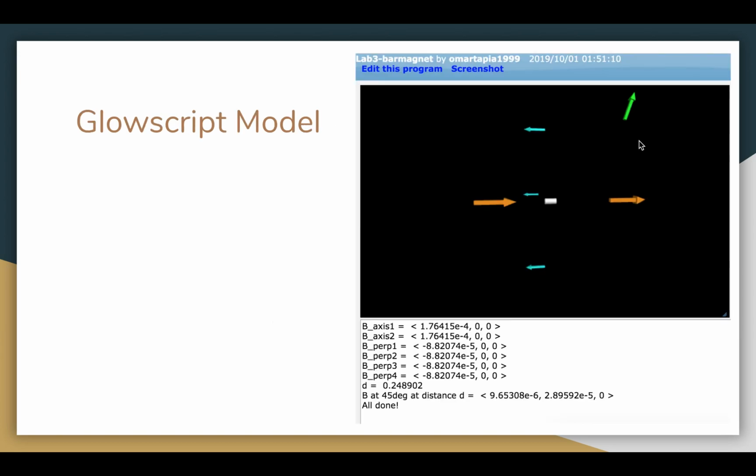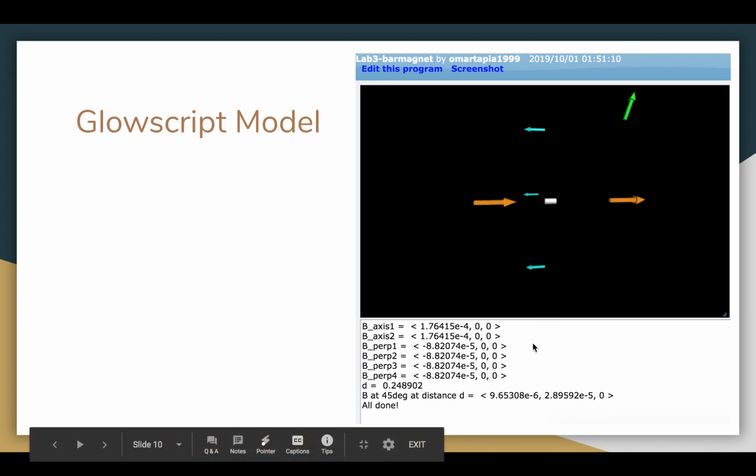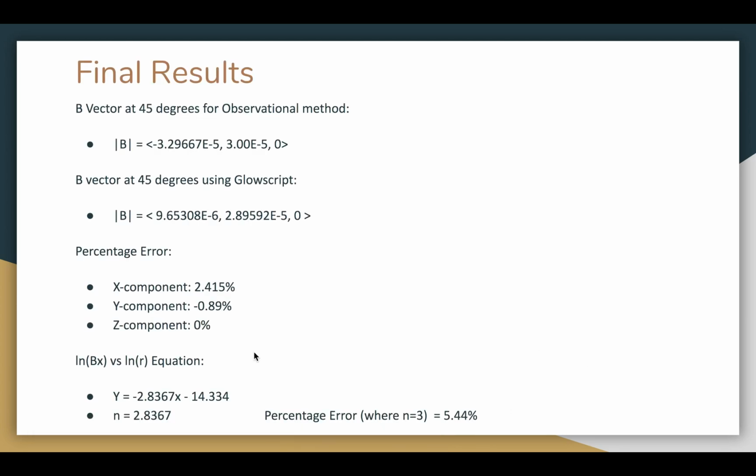And here's my model. Here's the 45-degree angle arrow. The little blue ones are the ones perpendicular, and then these orange ones are the ones on the axis. And down here is all of my results from GlowScript. So the final results that I got.